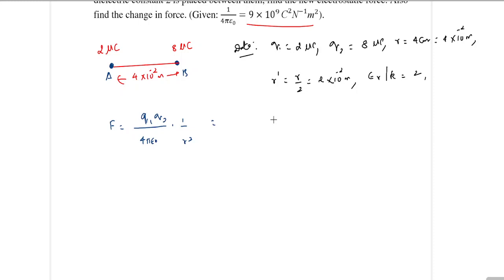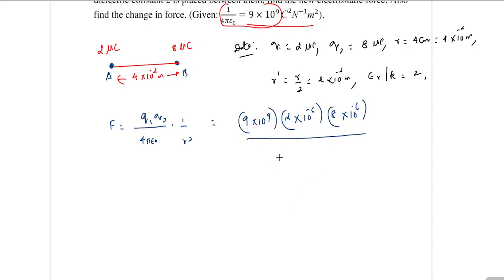Learn this value also. Sometimes if they don't give it, you should know this value, which is a known constant. So putting it back here, q1 is in microcoulomb. Micro means 10 power minus 6. So it is 9 into 10 power 9, that is a constant, into 2 into 10 power minus 6 into 8 into 10 power minus 6 by 4 into 10 power minus 2, the whole square.